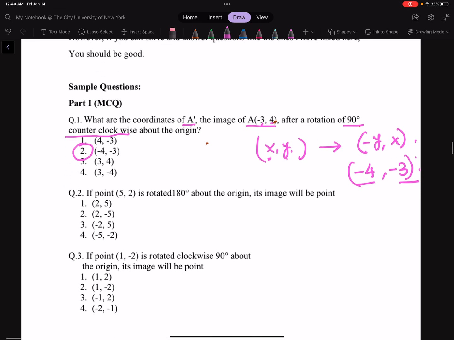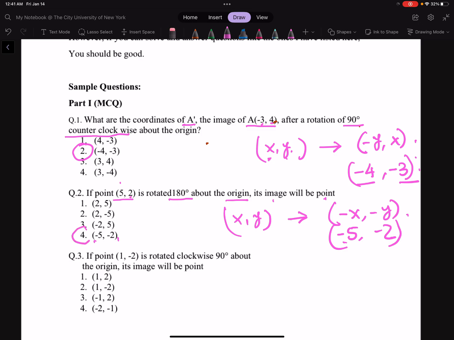And then if point (5, 2) is rotated 180 degrees about the origin, what will the image be after transformation? Once it's 180 degrees, it doesn't matter clockwise or counterclockwise. Your (x, y) remain the same, but negative x, negative y. So 5 becomes negative 5 and 2 becomes negative 2. So negative 5, negative 2. Look for the option negative 5, negative 2. So that's number 4.